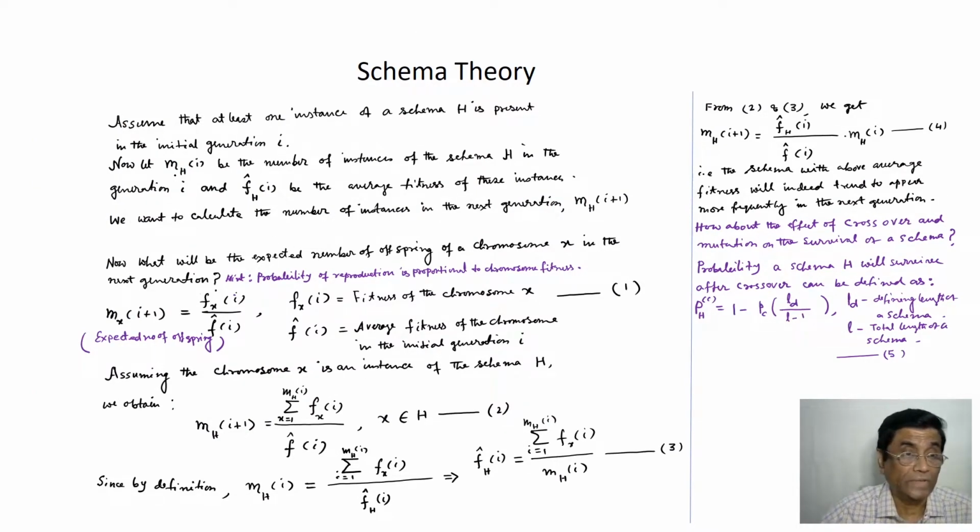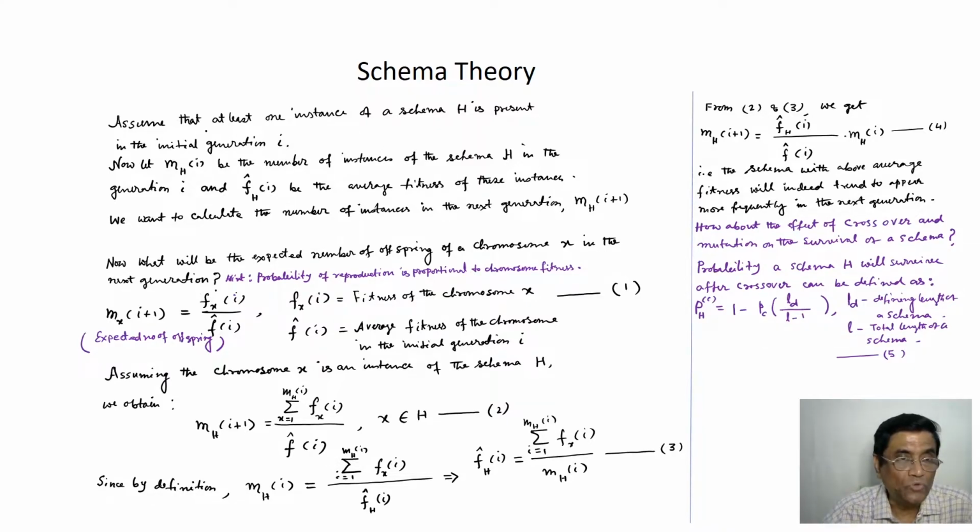What is the theory that we would like to know in terms of schema? Which schema is going to survive in the next generation, generation after generation? Normally 600, 700, 1000 generations or epochs we iterate in genetic algorithm, so it is important to predict which schemata are going to survive.